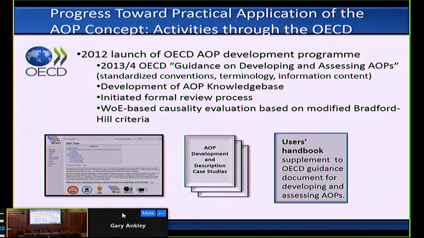One example of this involves activities coordinated through the Organisation for Economic Cooperation and Development. I know most of you in the audience are familiar with OECD activities related to harmonization of approaches for chemical safety assessment. And so early on, the OECD recognized the potential value of a unifying framework such as the AOP framework and launched an AOP development program in 2012.